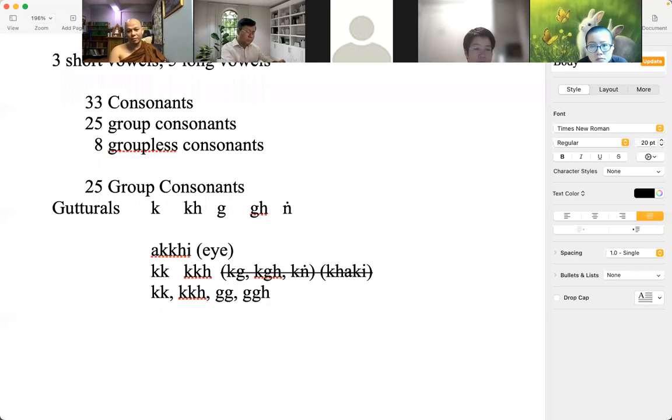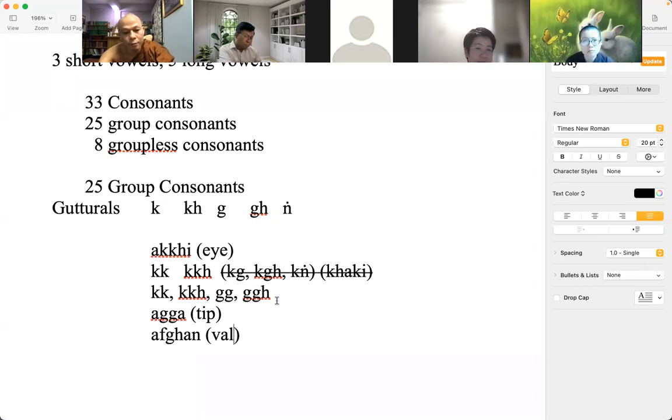In this way we use it when you see forms like eki, and then in the example ekka means edge of something or the very tip of something. And the last one is niggahita, the nga sound.